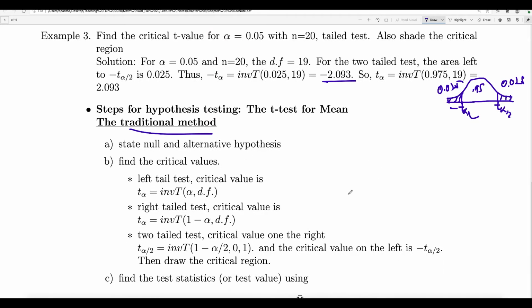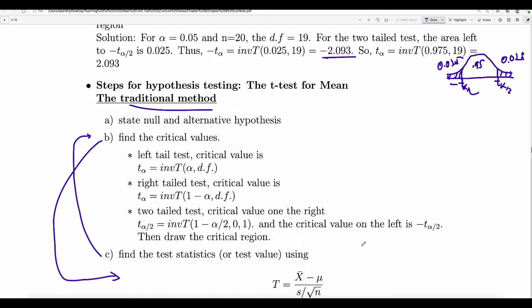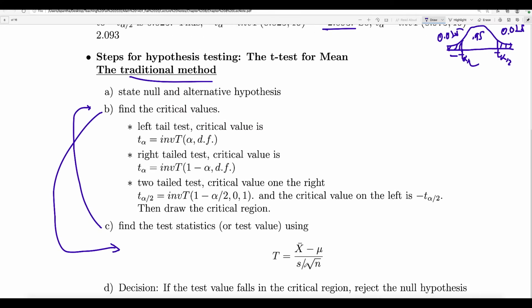Okay, so these are the steps if you want to use the t test by the traditional method or critical value method. The first is to state the null and alternative hypotheses. The second step is to find the test statistic. What is the formula? It's x bar minus mu over, instead of sigma you have s over root n. Okay, that is the second step.